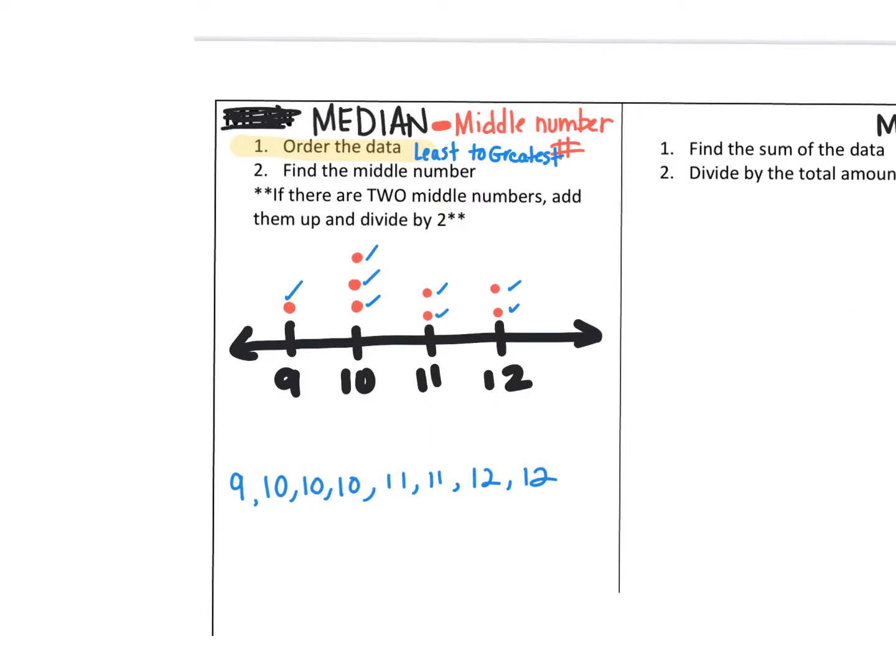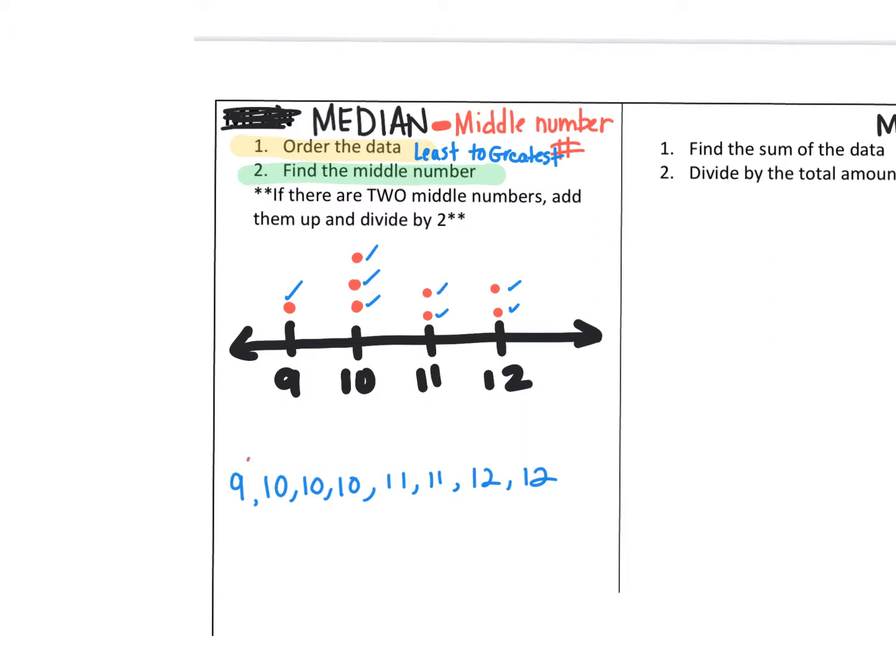Now let's look at the second step. The second step says find the middle number, right? Find the middle number. So that is what we are going to do. We're going to find it. And I'll tell you what to do if there are 2 middle numbers. So let's go ahead and find the middle number. Watch this. I want you to watch, and then you can pause and write along with me.